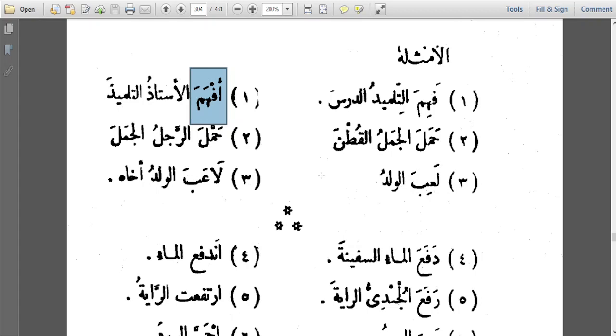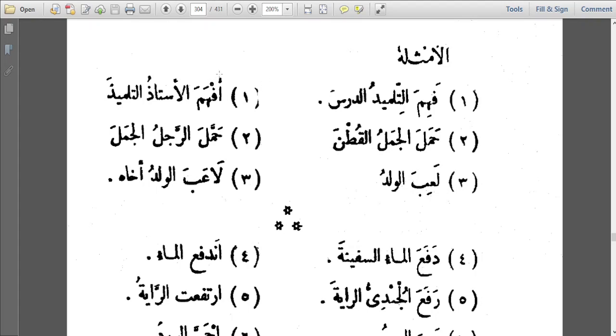Like kharaja, he went out. Akharaja, he made somebody go out, or he took something out. So that is the first increment you are to see here. A hamza is added in front of the verb. So you have zahaba, adhaba. Adhaba is fi'l madi, but it is originally a three-lettered verb, and the hamza has been added to create a meaning. The meaning is what you can see. When we say fahima, he understood. Afhama, he made someone understand.